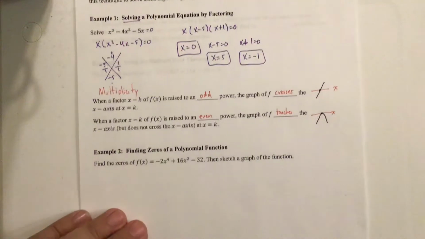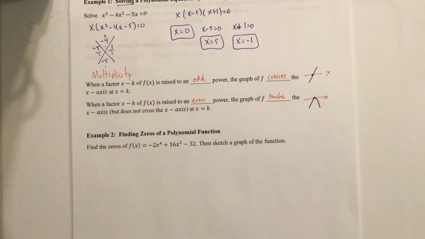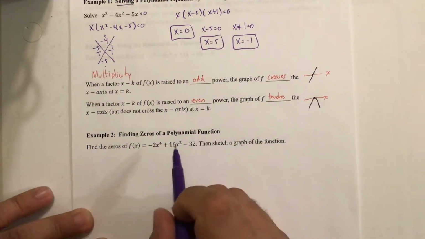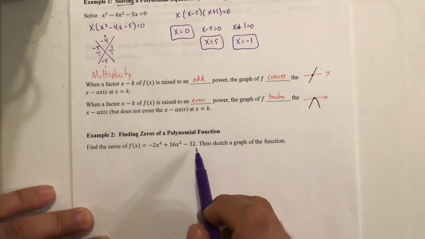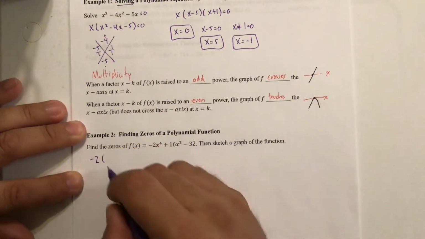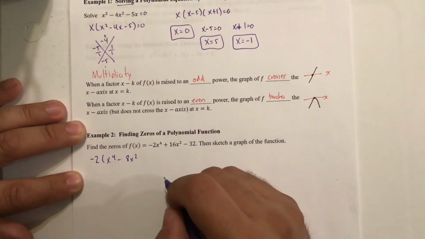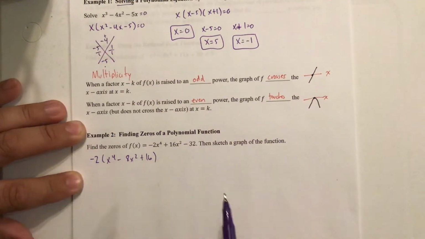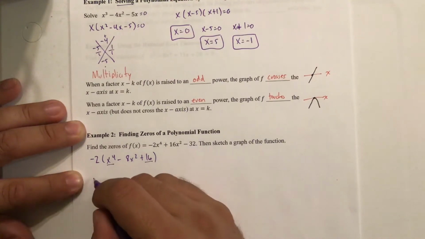All right, so example 2 says, find the zeros of f of x equals -2x to the 4th plus 16x squared minus 32. Then sketch a graph of the function. We're going to factor this through our normal ways. First, we take a look, is it in standard form, which it is. We look to see, does it have a GCF? In this case, the GCF is going to be -2. That gives me x to the 4th minus 8x squared plus 16. Is it a special case? Well, perfect square, okay? So we're going to attempt to see if it works.